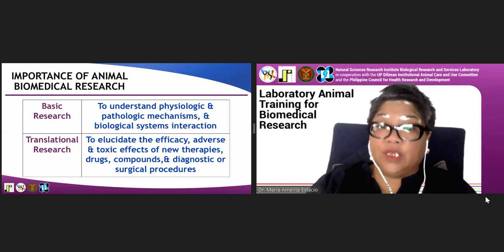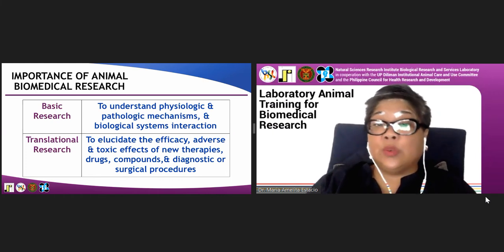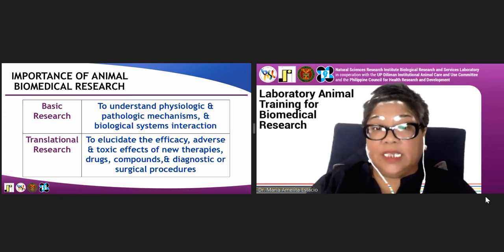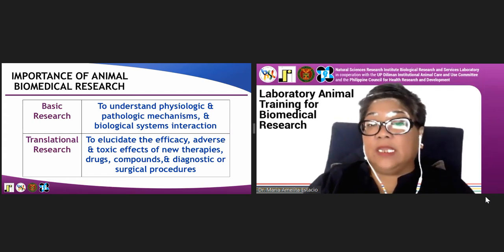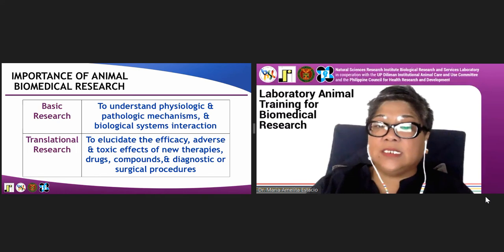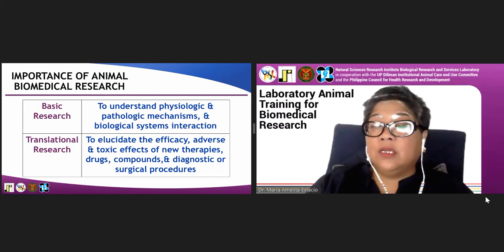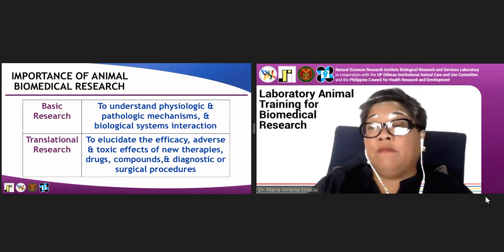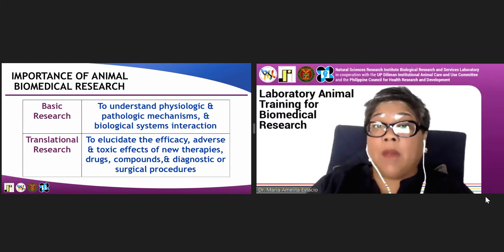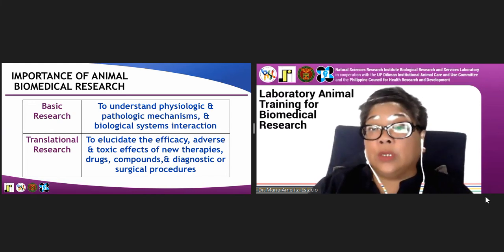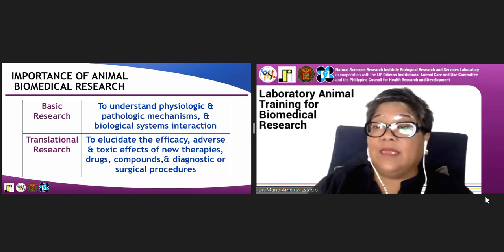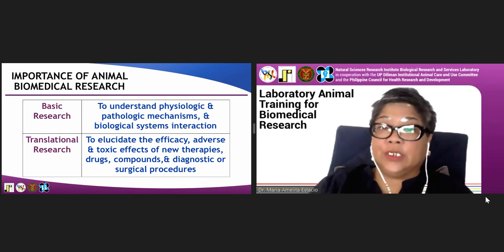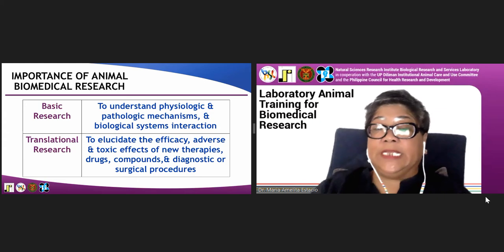And in translational research, in using animals, this is where we conduct our studies in order to demonstrate the efficacy, to document any side effects or toxic effects of possible new compounds, drugs, or therapies for a specific disease condition. So it's not only confined to drug development research, but biomedical research is also targeted on developing diagnostic procedures or even test kits, surgical procedures that are addressing a specific disease condition.